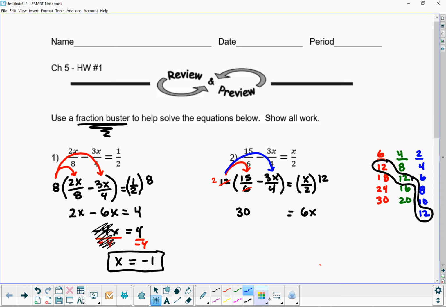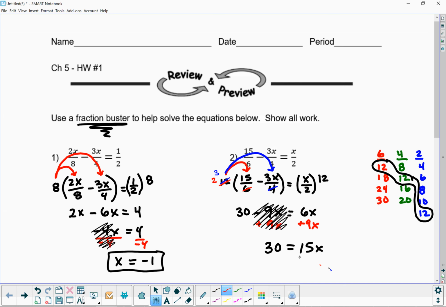And again, you can use this little trick if you are going to use it. 12 divided into 4. So 12 divided, I'm using the blue one now. 12 divided into 4 3 times. So now you're going to go 3 times 3x, and that's going to give me negative 9x. All right? See how this works? Then from here, I'm just going to go ahead and add 9x. That's going to get rid of my 9's and negative 9x's. And I'm going to be left with 30 equals 15x.